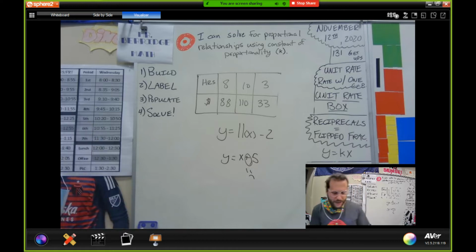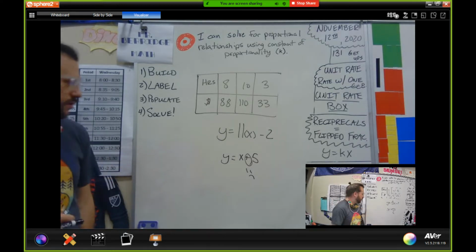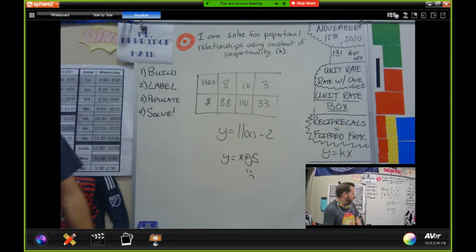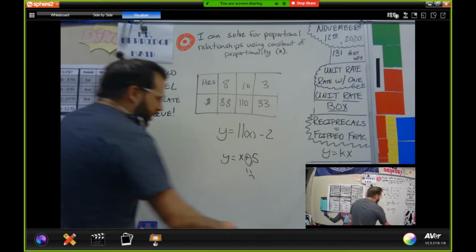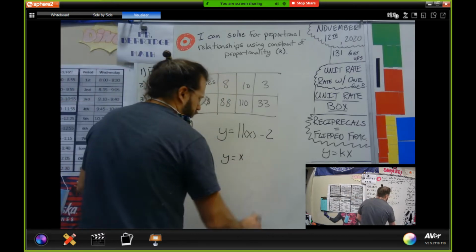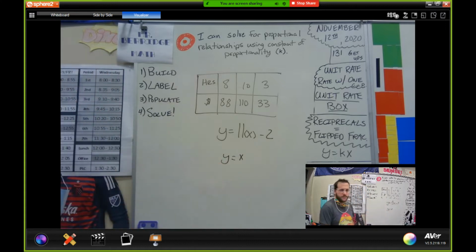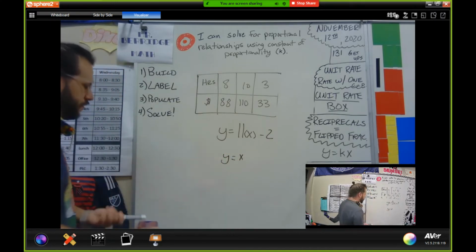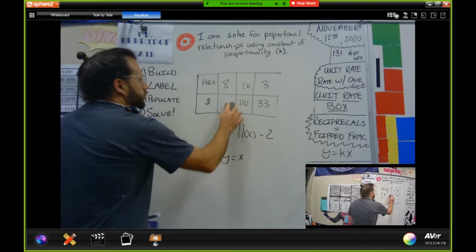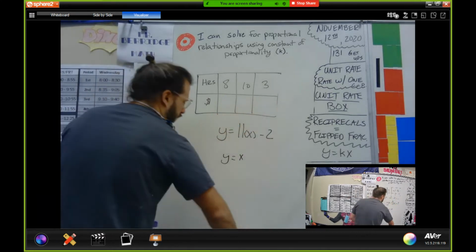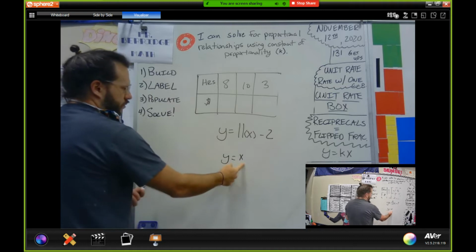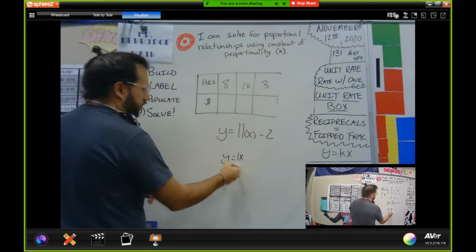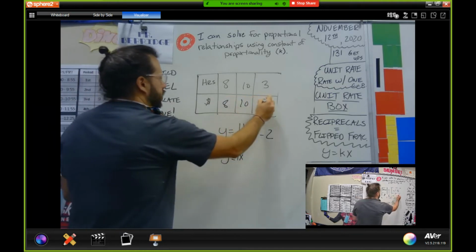Okay, we don't like it. It makes it not proportional. All we care about is that y equals x would be proportional, right? Because everything that I plug in is just going to become y. So in this instance, this will just be whatever you plug in for x, nothing really happens to it. It's just 1x. So 8, 10, 3.